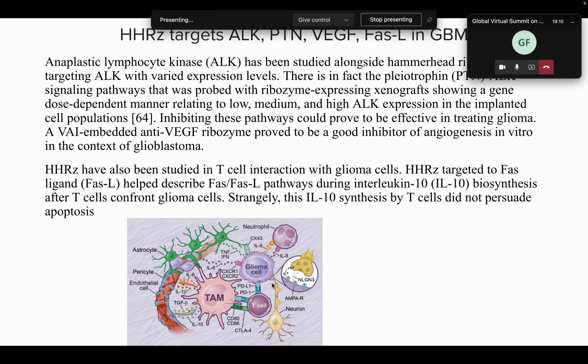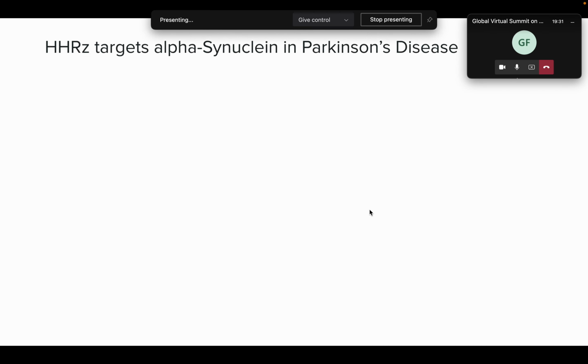So those are common monoclonal antibody ICIs, or immune checkpoint inhibitors, but some of those could be toxic. So using a ribozyme like the hammerhead ribozyme is an attractive solution. So the hammerhead ribozyme could be an effective therapy for glioblastoma multiforme.